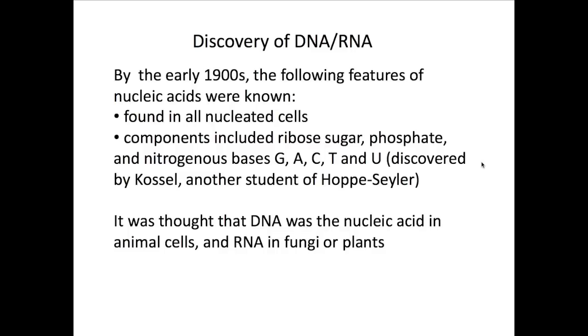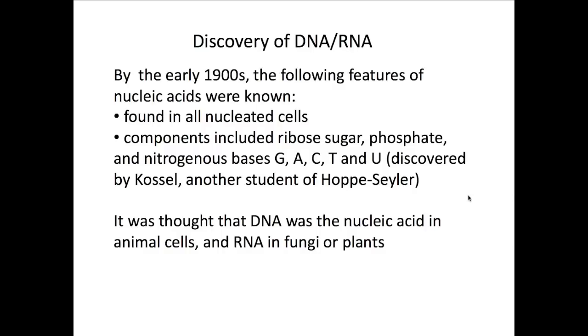And if we look a few years ahead, by the early 1900s, the following features of nucleic acids were known, or were thought to be known: that they had been found in all nucleated cells that had been evaluated, and that their components included ribose sugar, phosphate, and 5 different kinds of nitrogenous bases: guanine, adenine, cytosine, thymine, and uracil. Those bases were actually characterized by Kossel, who was another student of Hoppe-Seyler, so that was a real hotbed of these early biochemistry/molecular biology discoveries.